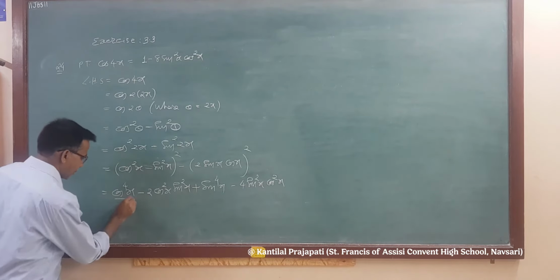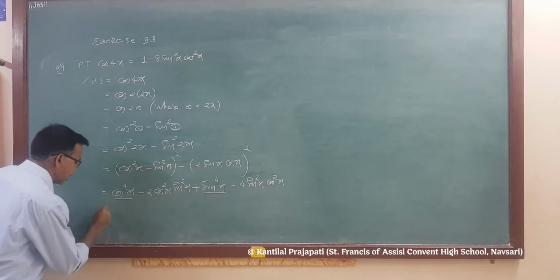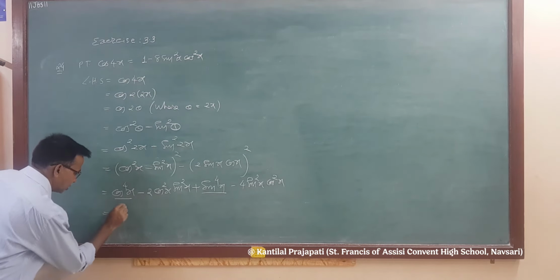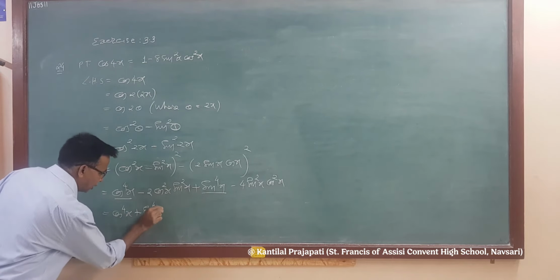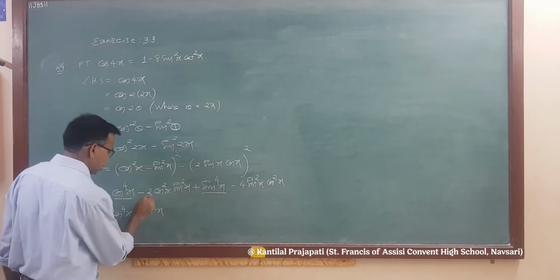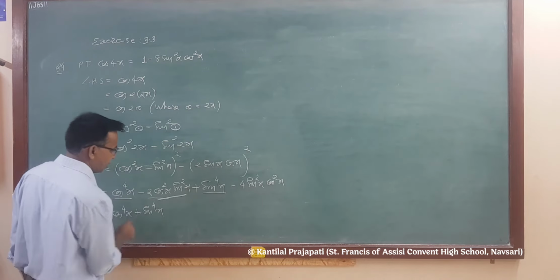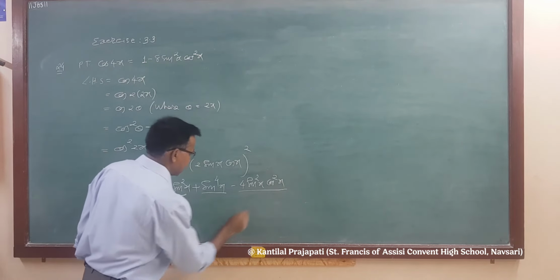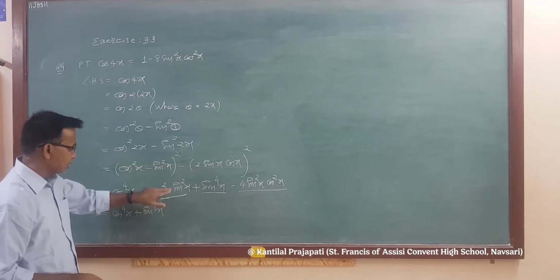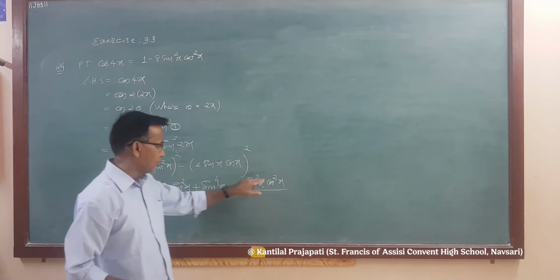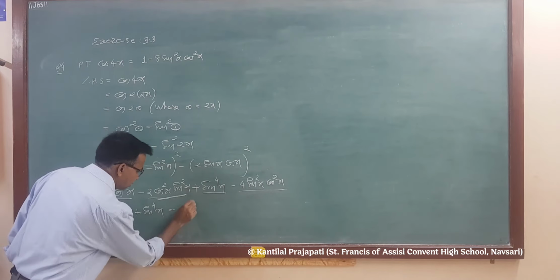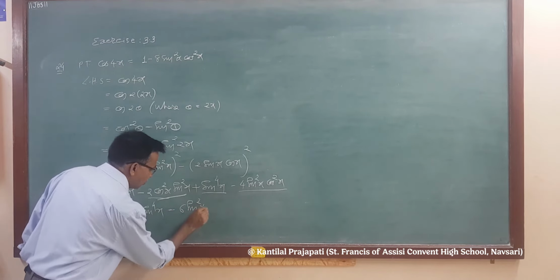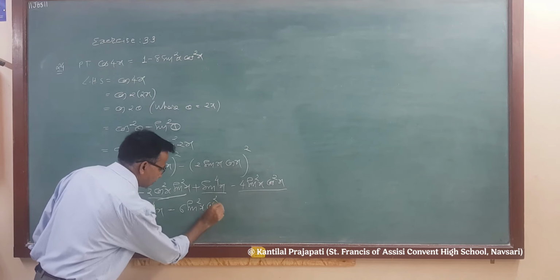See here, we add the first two terms: cos raised to 4x plus sin raised to 4x. And minus 2 cos square x into sin square x and minus 4 sin square x into cos square x, that is like terms. So simplified it is minus 6 sin square x into cos square x.